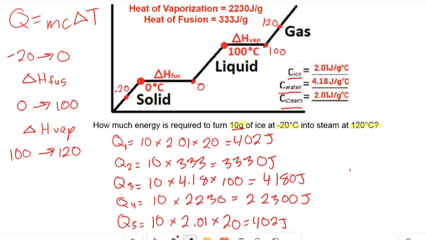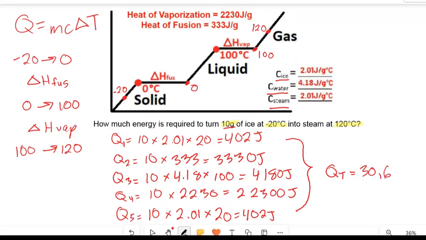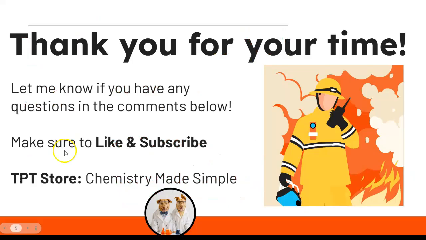So to get Q total, we have to add up all of the Q's from all of the different sections. And once you add that up, so you plug it in your calculator, you get 30,614 joules. And that is your final answer. All right, so that is how you answer a heating curve problem.